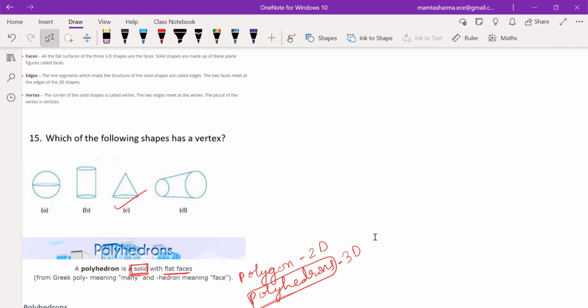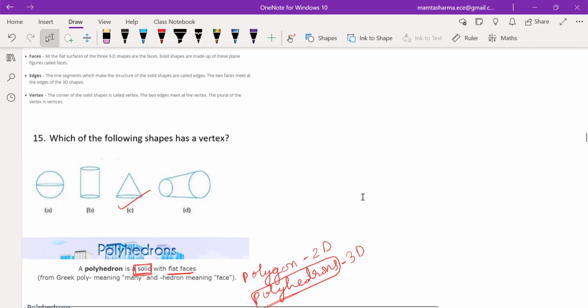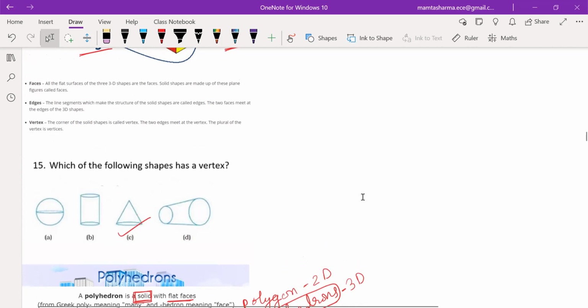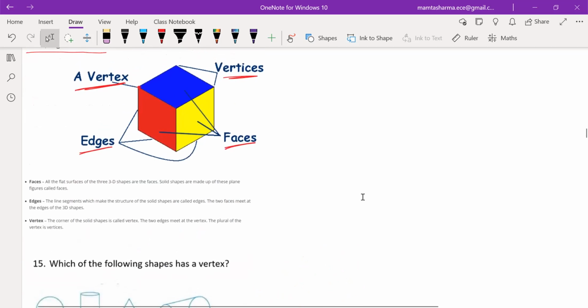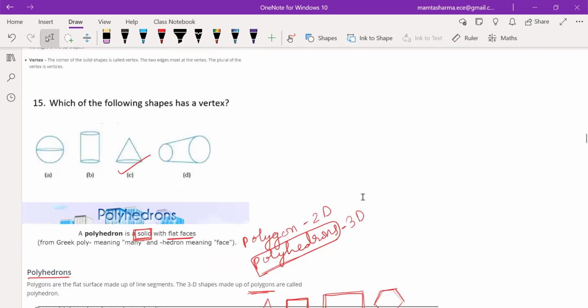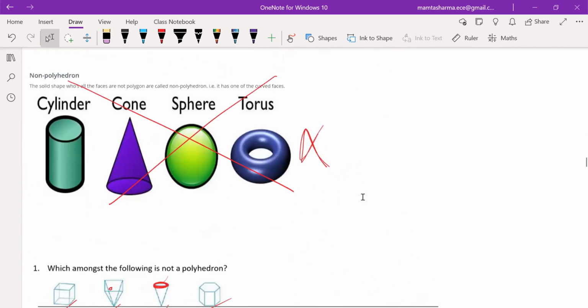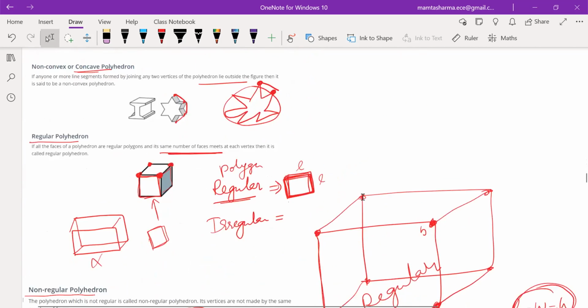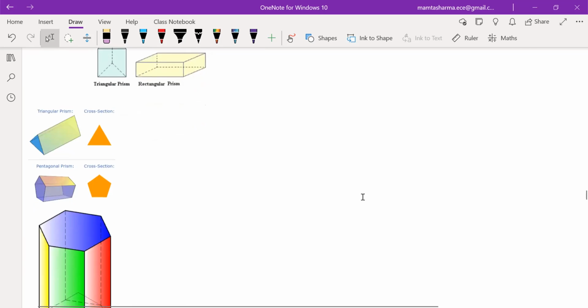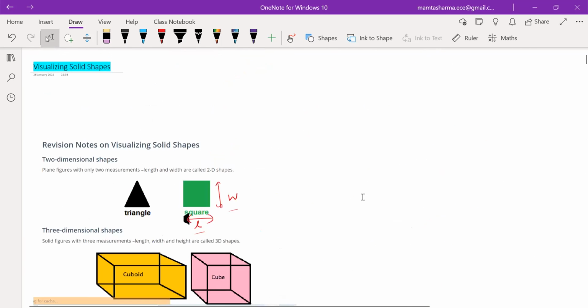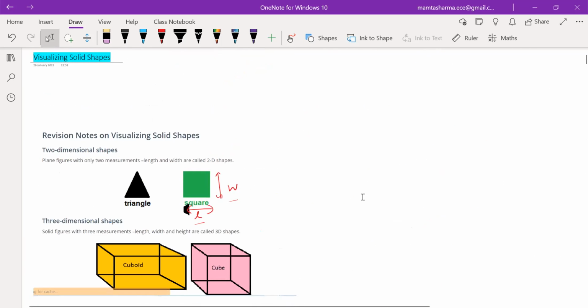Is there any doubt in this chapter? In this chapter you have to understand the shape. I don't have any 3D shape, so I can't show you on the camera. I will try tomorrow. We'll solve a few more examples. Do you want to play a quiz on polyhedron? Yes, ma'am.